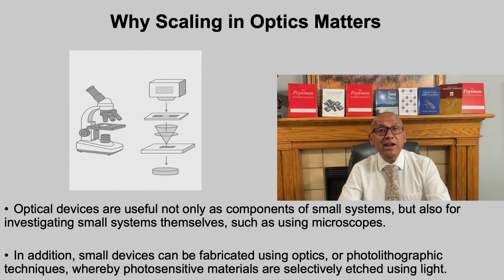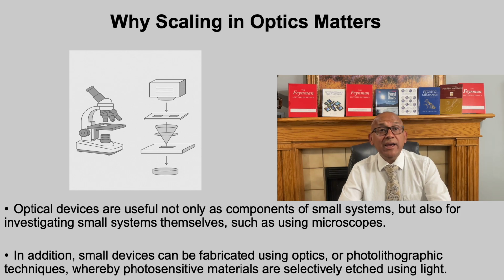Why does scaling in optics matter? There are two big reasons. First, optics helps in how we see small systems. Microscopes, optical sensors, and imaging setups let us probe tiny features, measure motion, and read out signals from micro and nanoscale devices. As the things we study get smaller, our optical tools and the way their performance scales become critical.